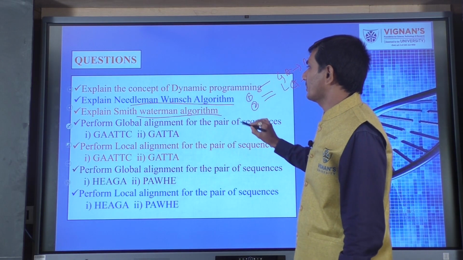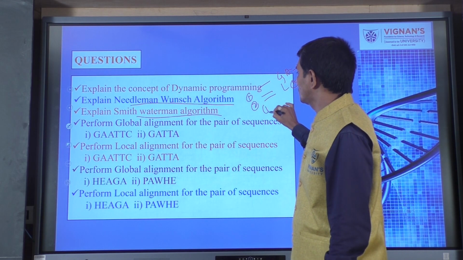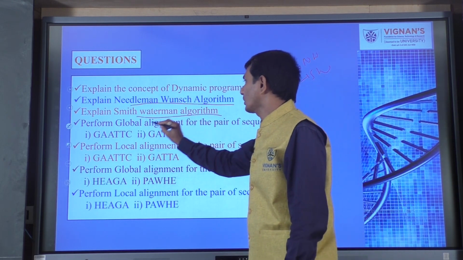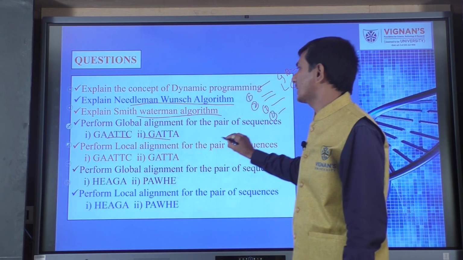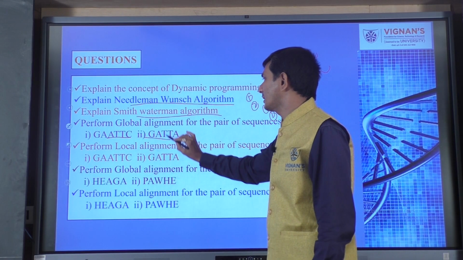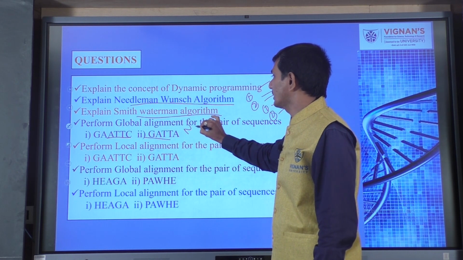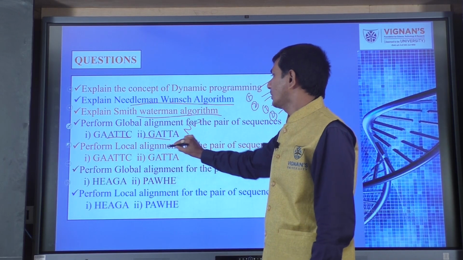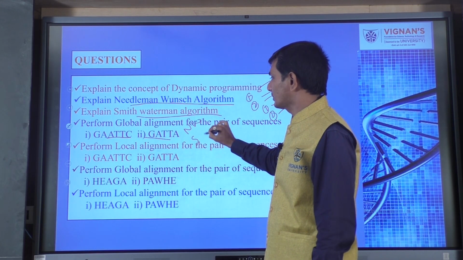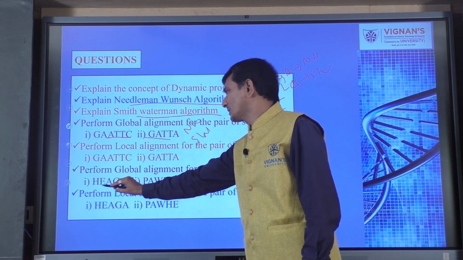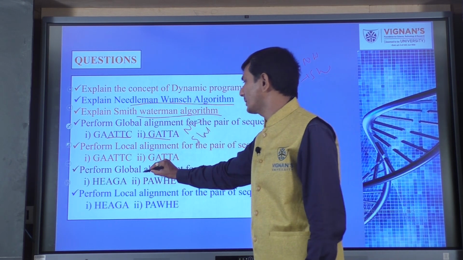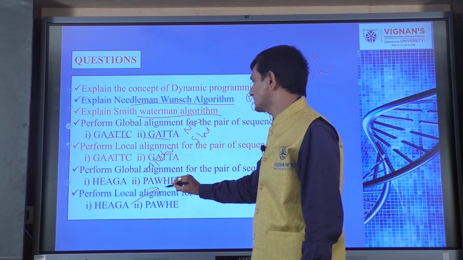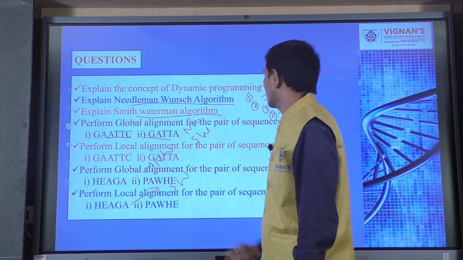Similarly, with respect to the third probable question, Smith-Waterman algorithm, again two strings need to be taken and then the two strings need to be aligned using local alignment. And then here two sequences are already provided, and global alignment of these sequences needs to be carried out by using the Needleman-Wunsch algorithm. Similarly, for the two strings mentioned over here, local alignment can be performed by using the Smith-Waterman algorithm. Similarly, with respect to two protein sequences, global alignment again by using the Needleman-Wunsch algorithm. Similarly, for two protein sequences, local alignment using the Smith-Waterman algorithm.